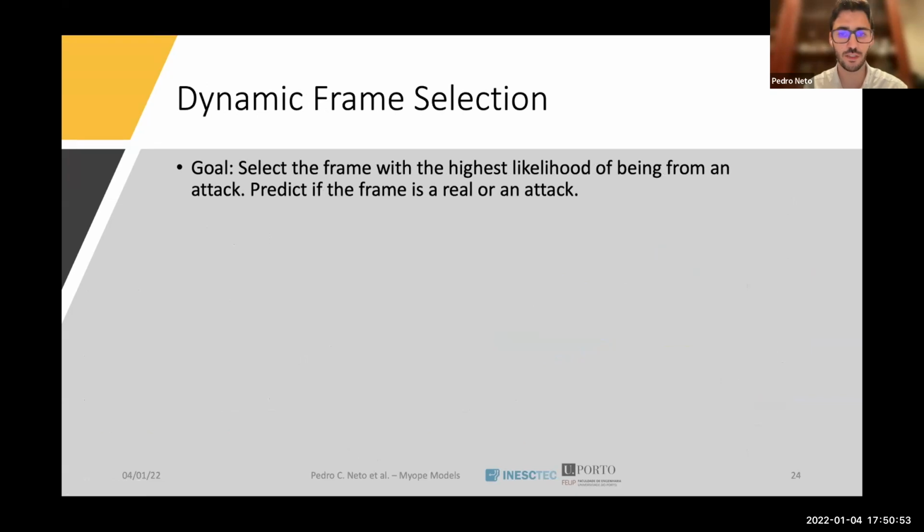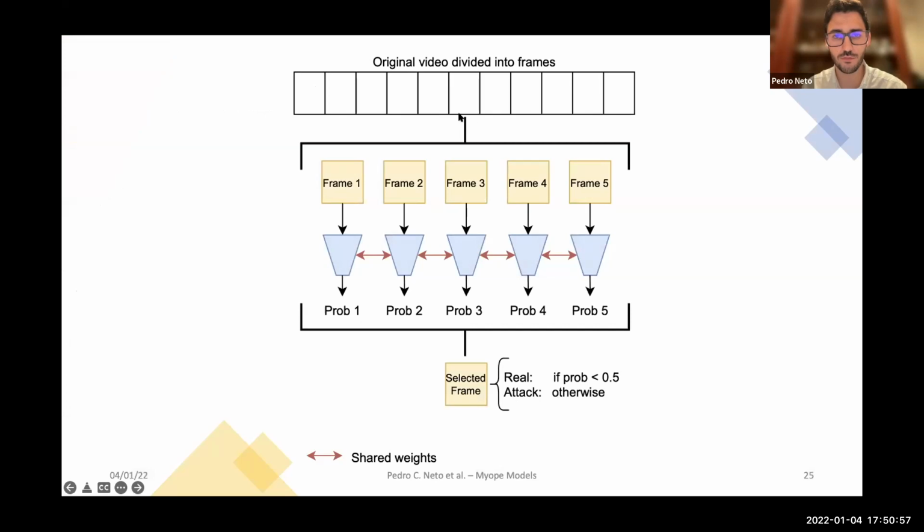We also have dynamic frame selection. Basically, from all the frames of a video, we aim at selecting the frame that is most relevant for our prediction, and afterwards use that frame for the prediction. We pass all the frames through the network, analyze their likelihood and select one.